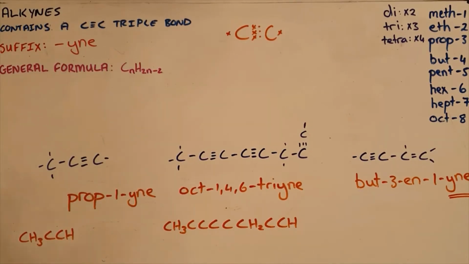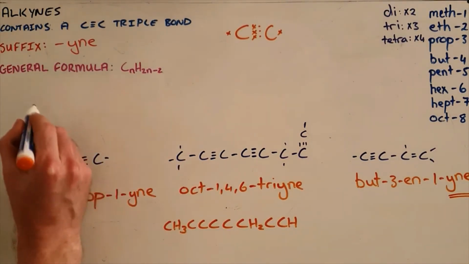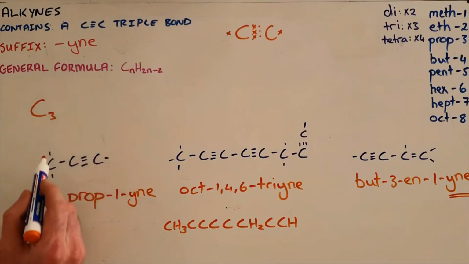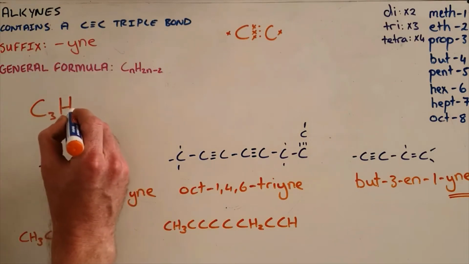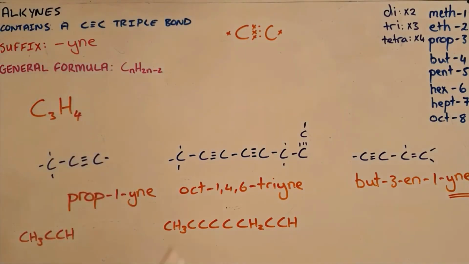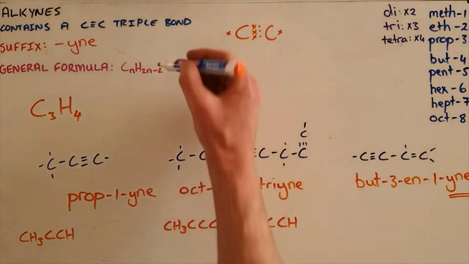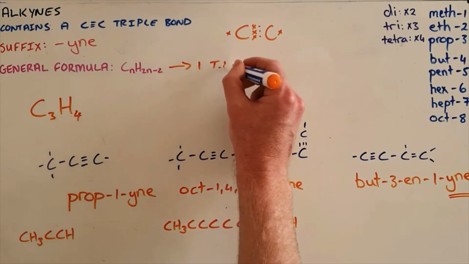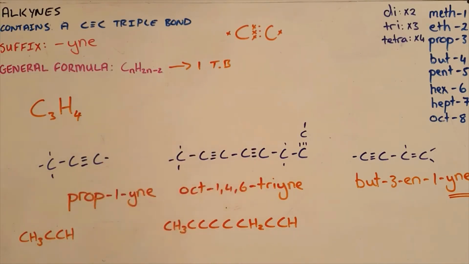We can then see that each of these alkynes subscribes to the general formula CnH2n-2 by looking at prop-1-yne, seeing that it contains 3 carbons and 1, 2, 3, 4 hydrogens, C3H4. This molecule over here would not necessarily subscribe to this formula because this formula applies when there is only 1 triple bond, and here there are 3 triple bonds, so this general formula only applies in cases where there is 1 triple bond present.